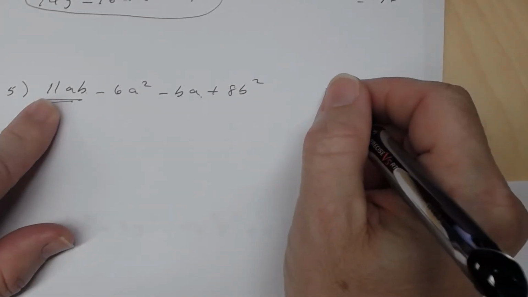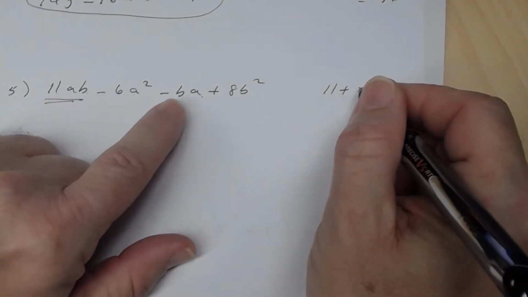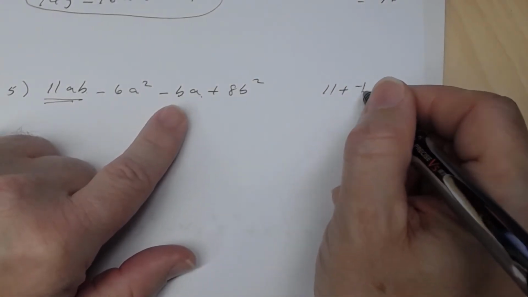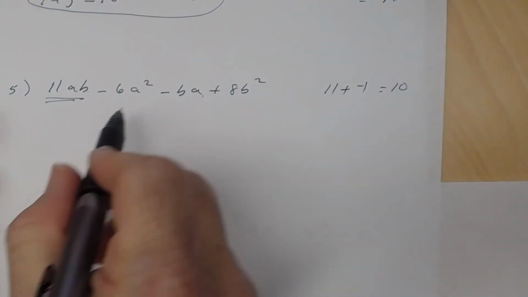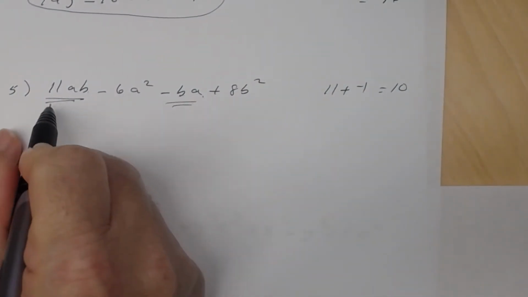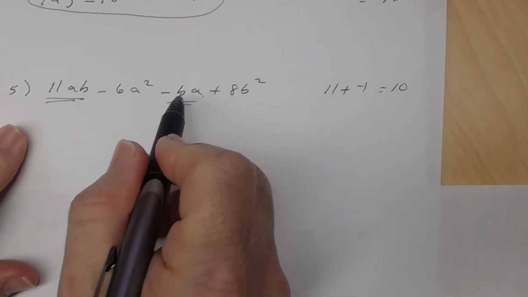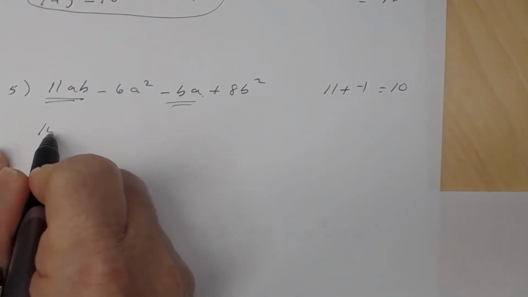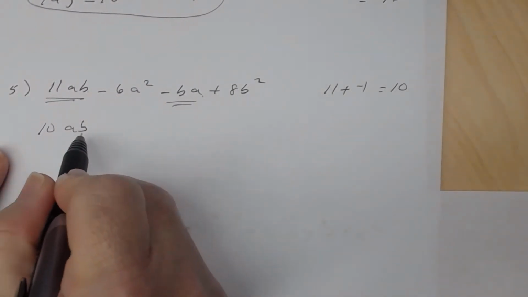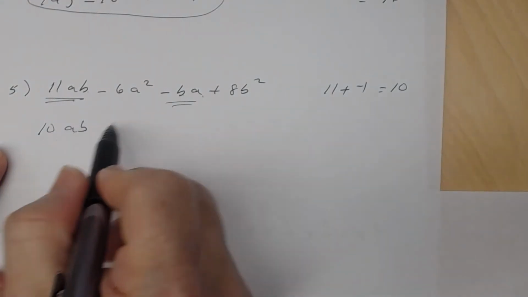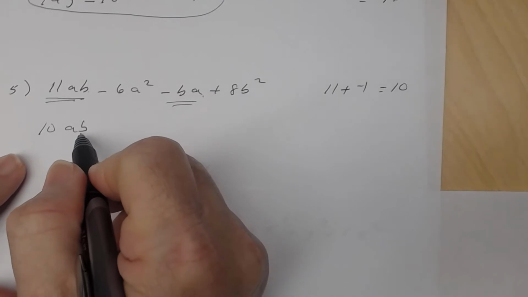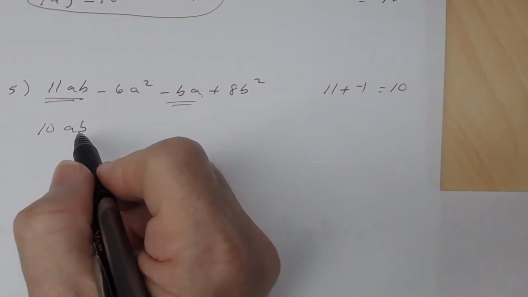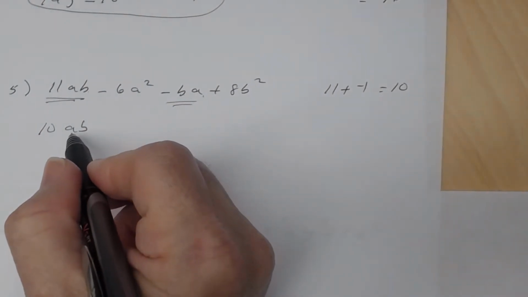Now, this is 11AB. This is a negative 1AB. 11 and negative 1 is a positive 10. So again, these two are alike. So 11AB and a negative 1BA is going to be 10AB. Again, put it alphabetically. Now, if you wrote this as 10BA, there's nothing wrong with that. 10BA is the same as 10AB, but we tend to write it alphabetically.